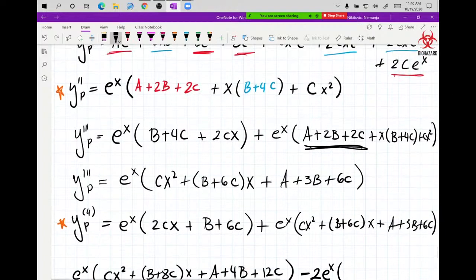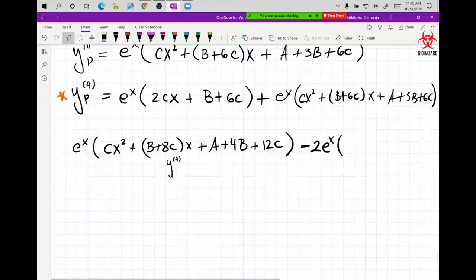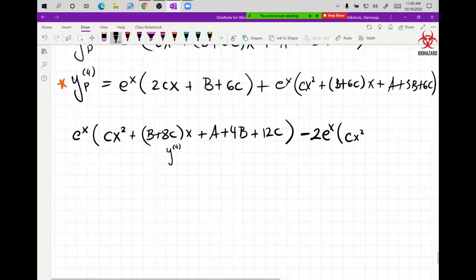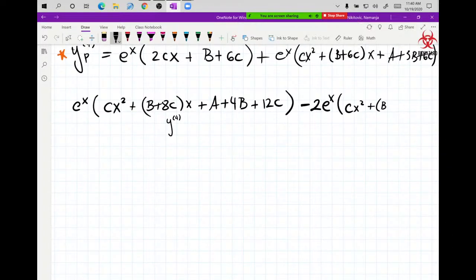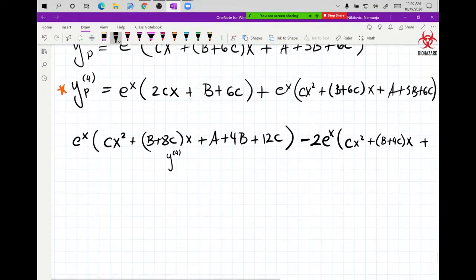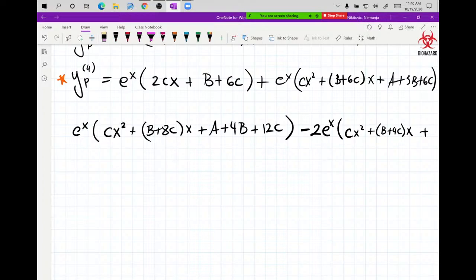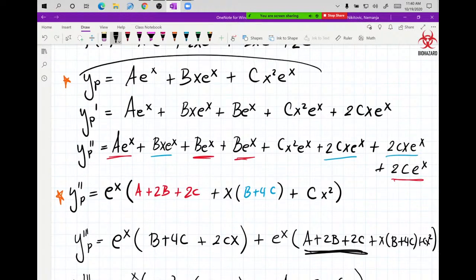Now let's find that factored y double prime. So that's the red and blue. A plus, so let's start cx squared. Then the blue term was b plus 4c. And then we had plus, was it a, 2b, 2c, plus a plus 2b plus 2c, and finally plus our yp, which was this.